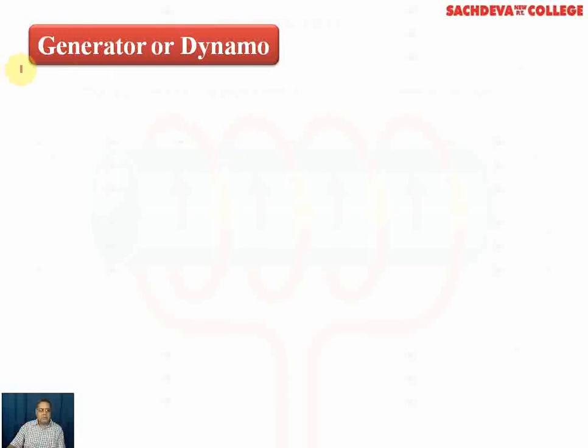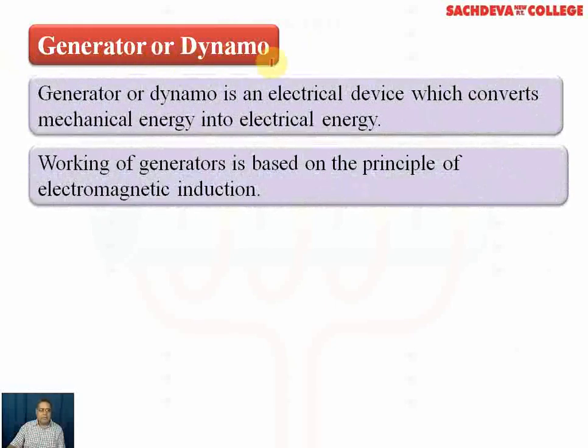Now, first of all, we come towards generator or dynamo. Whether we say generator or dynamo, the function is the same. So, a generator is basically a device which converts mechanical energy into electrical energy. And the working of generators is based on the principle of electromagnetic induction.